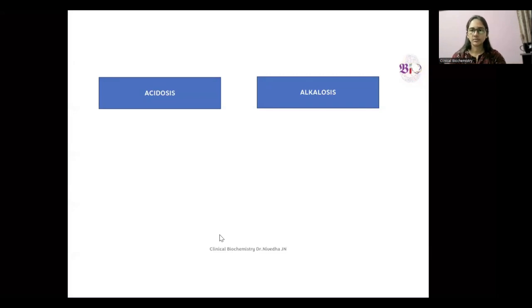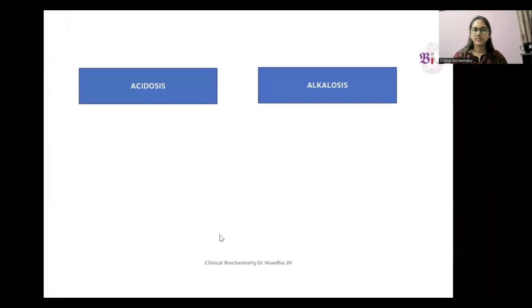I hope you all know this, right? So what is acidosis? What are the parameters that we would look into whenever we diagnose acidosis or alkalosis? The first thing is pH, right? Acidosis is always a reduced pH. So when there is a fall in pH, you call it acidosis. When the fall in pH is accompanied by a fall in bicarbonate, then what would you call it?